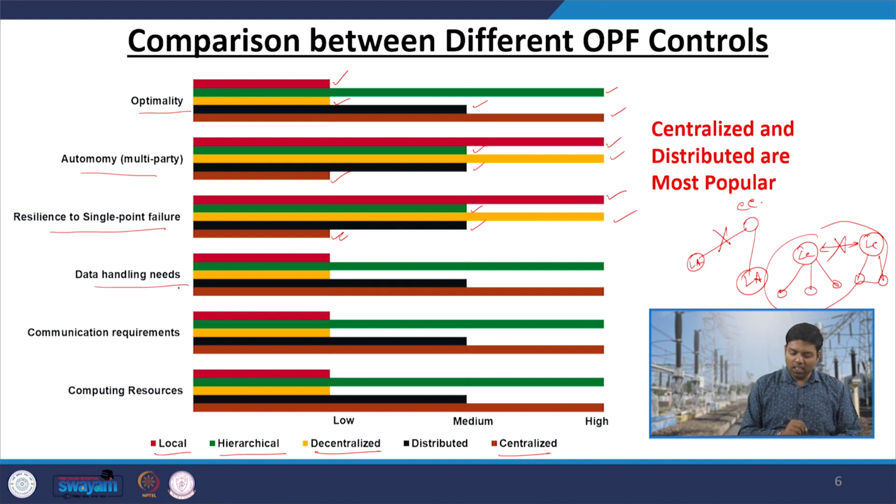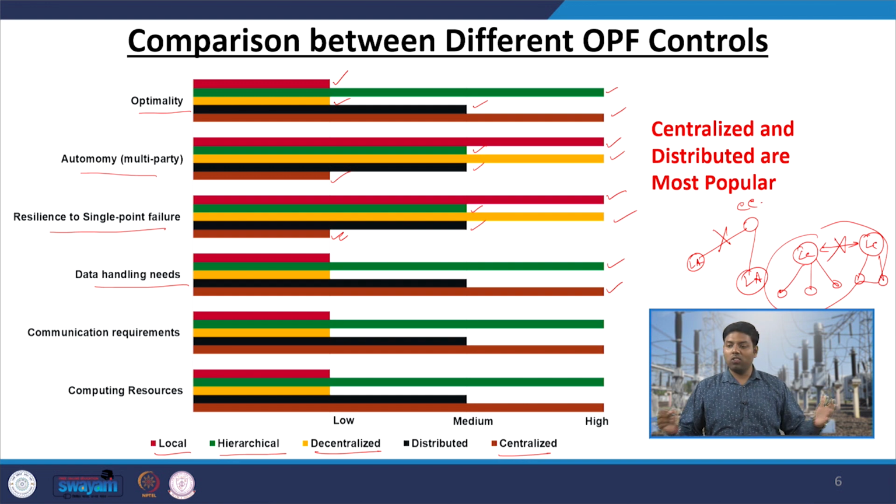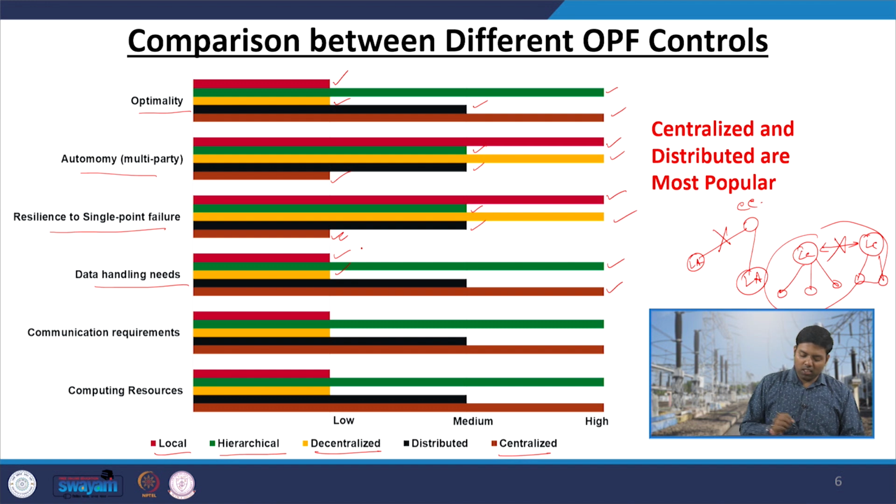Then data handling needs: obviously the highest level of data you have to handle is for hierarchical and the centralized, because the central controller has to handle the entire network's data. Lowest is for decentralized and your local, and medium for distributed.